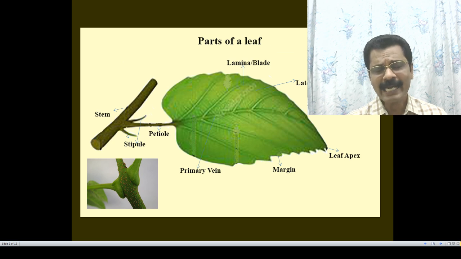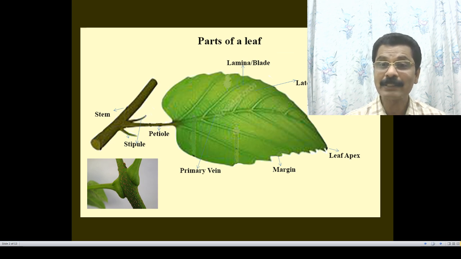On either side of the leaf base, you can see small scale-like structures. These small scale-like structures are called stipules. A leaf with the stipule is called stipulate. A leaf without the stipule is called exstipulate.